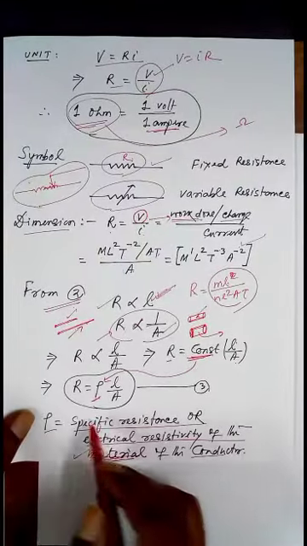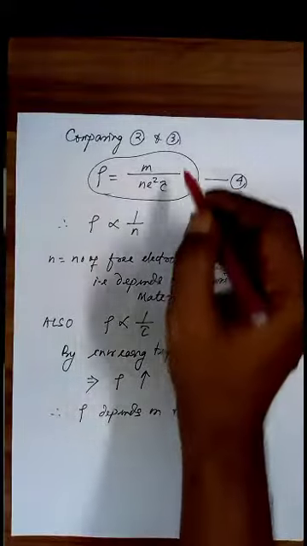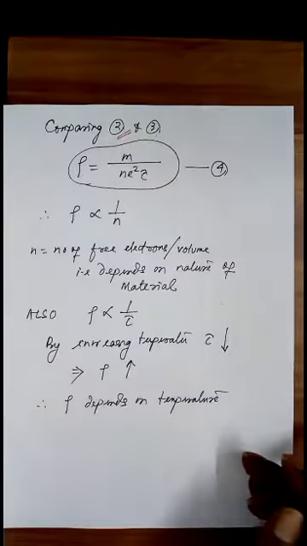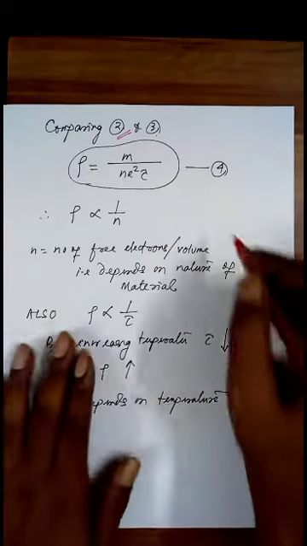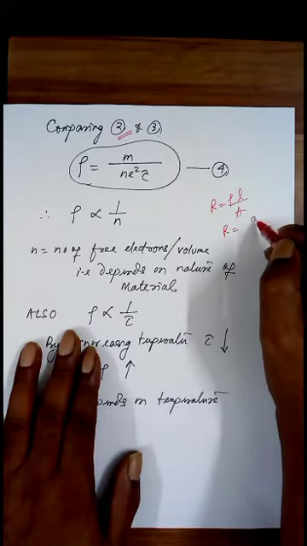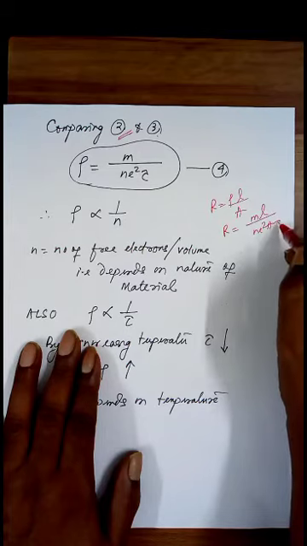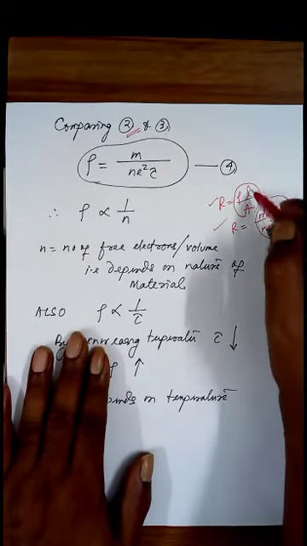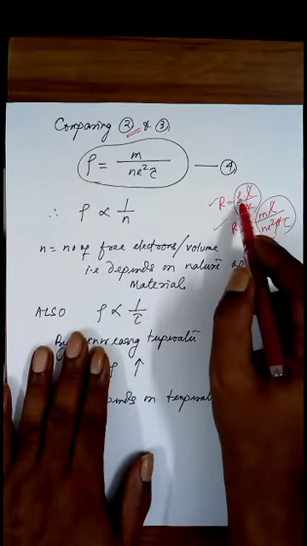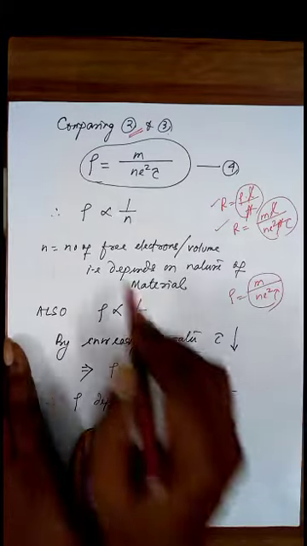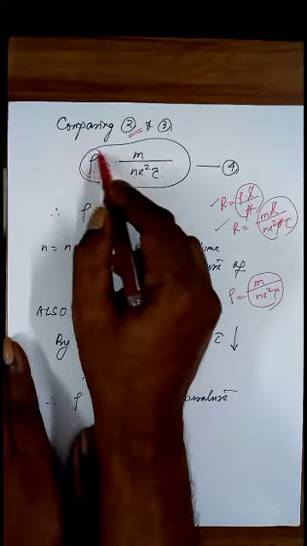Now compare equation 3 with equation 2. Equation 3 is R is equal to rho L over A, and equation 2 was R is equal to ML by N E square A tau. This is also R, this is also R, same R. So if you make them equal, L cancels, A cancels. So I am left with rho. So rho is equal to M over N E square tau, the specific resistance.